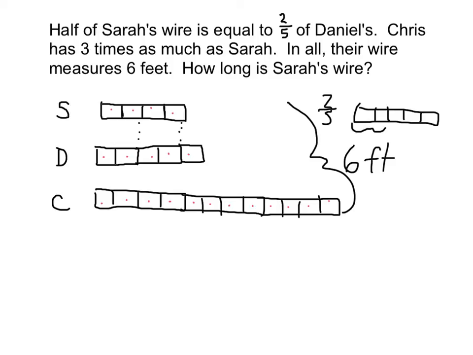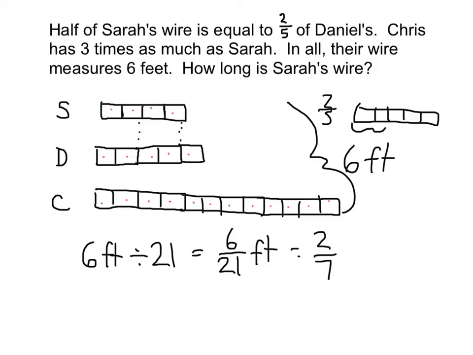So, if I take my 6 feet and I divide it into 21 equal parts, that's the same as 6 over 21 feet. And I can simplify that by dividing by 3, and I get 2/7 of a foot. Each one of my units then is equal to 2/7. There's 2/7, 2/7, 2/7, 2/7. All of these are 2/7. And if I put them all together, I will get 6.